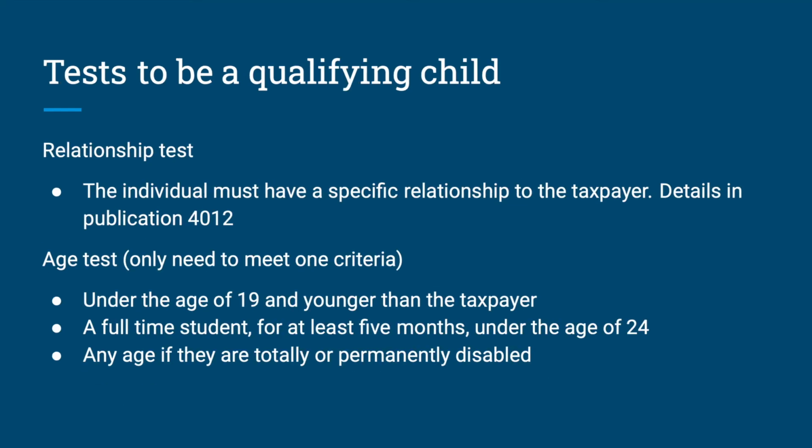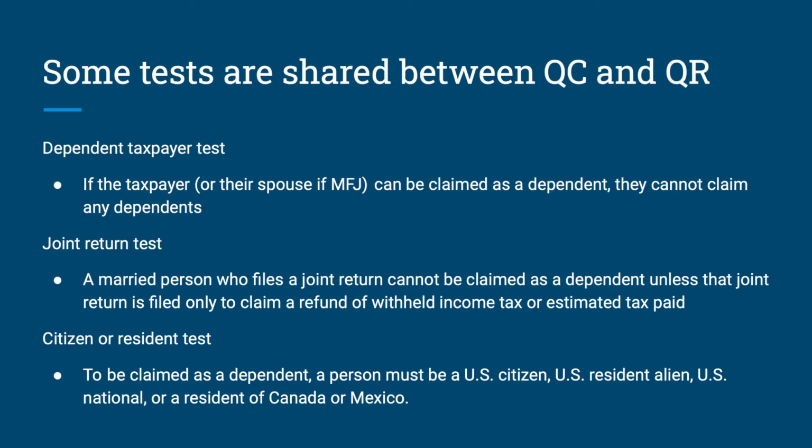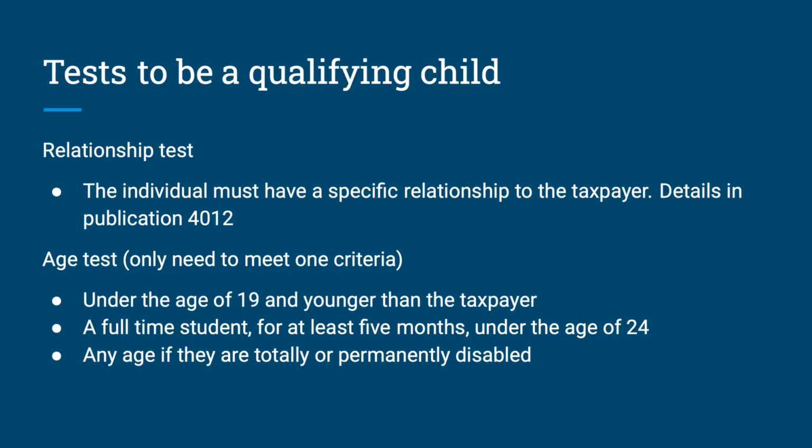And so moving on here to the test to be a qualifying child, and it's important the order that I put them in here because you always go through the tests for someone to be a qualifying child before you go through the tests for them to be a qualifying relative. And so the first specific test to being a qualifying child, so this is assuming that they've met all three of these tests here that are shared, is the relationship test. So the individual must have a specific relationship to the taxpayer, and there are details for this in publication 4012. We'll go over that as well. And that's similar to the head of household filing status. There's a little difference there, but it would just be very cumbersome to write them all in the slides.